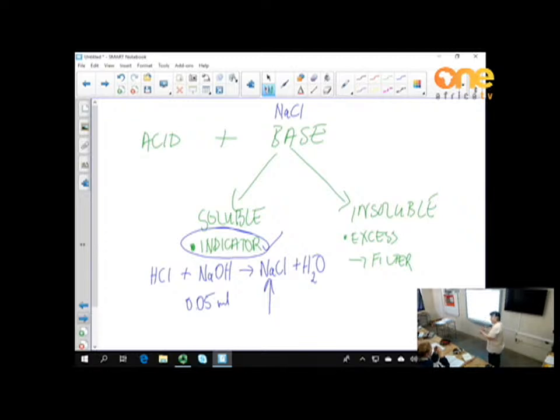I would heat it up so that we can evaporate some of the water. Now, you don't normally boil it till it's dry because sometimes there are impurities in the solution, just a little bit of impurities. So what you're going to do is evaporate off some of the water. So you heat it gently.